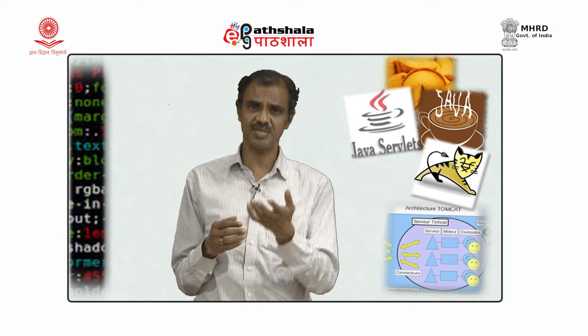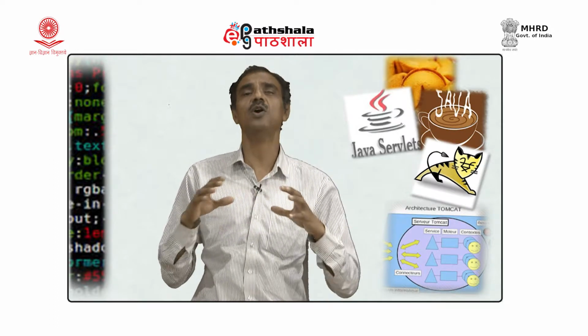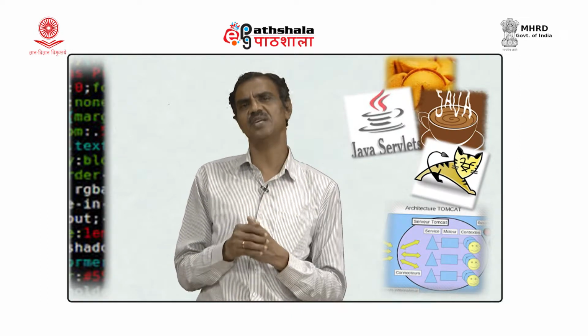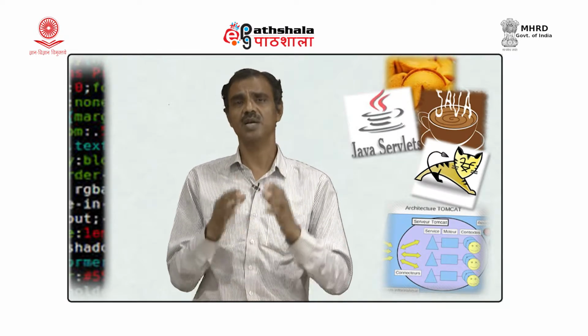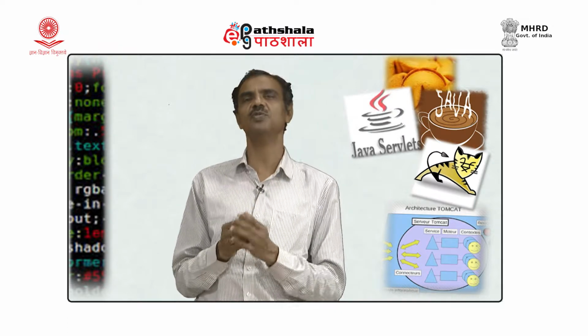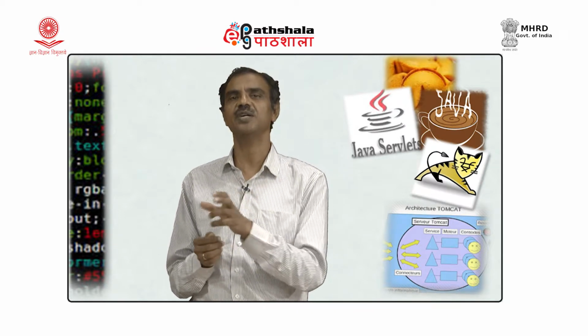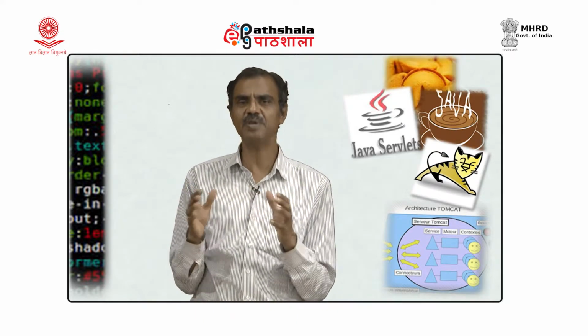For managing this, the base class ResourceBundle is actually an abstract class. Another point about ResourceBundle is that it is not one ResourceBundle you will have. You will have a family of ResourceBundles. We identified a set of elements, we said okay, we have 5 elements. Now, for this entire family of ResourceBundles, what is common to them? They all have the same set of 5 objects, but each bundle is created for a different locale. And the names of the bundles are common.